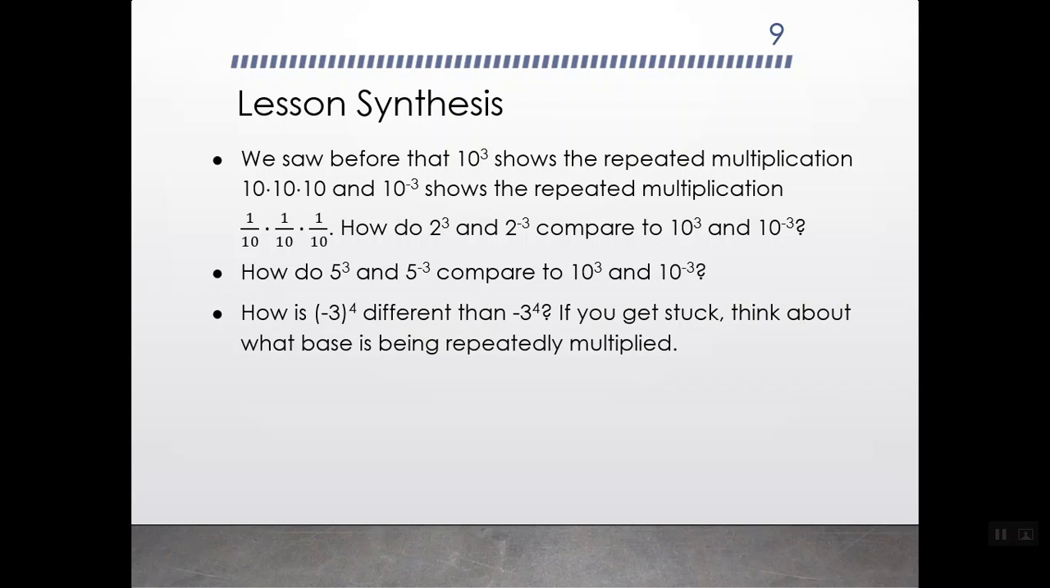So this was from the warm-up. This negative 3 to the 4th power, where the negative is inside the parentheses with 3, compared to negative 3 to the 4th, where the negative is not inside a parentheses. So you're reminded here to think about what base is being repeatedly multiplied. The base that's being multiplied here is negative 3. So that's negative 3 times negative 3 times negative 3 times negative 3. That would give you a positive 81.